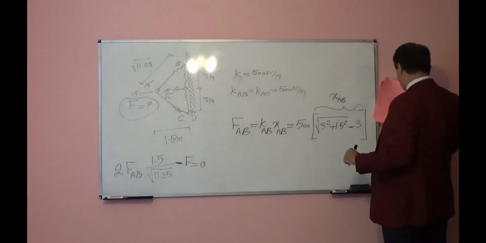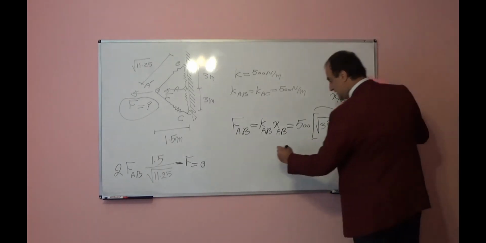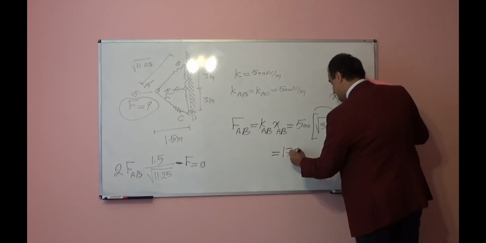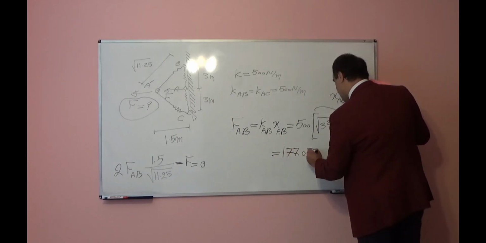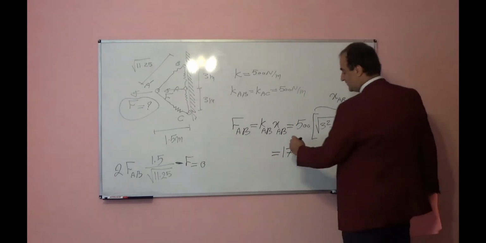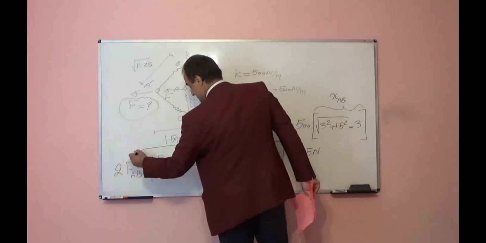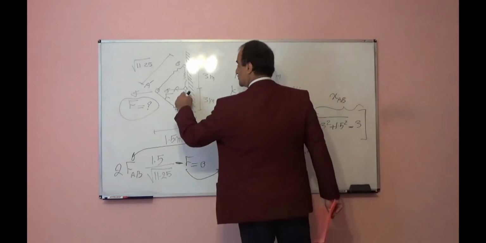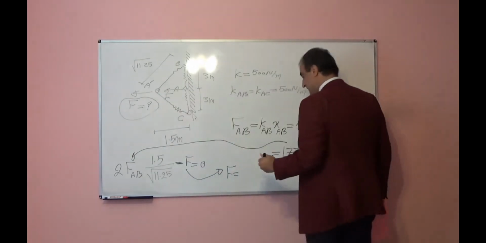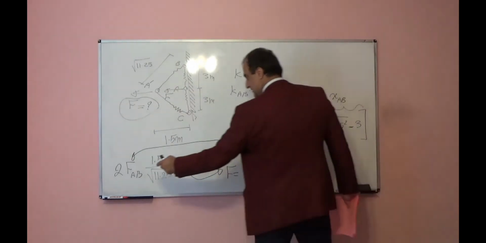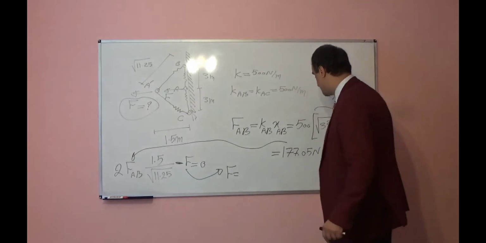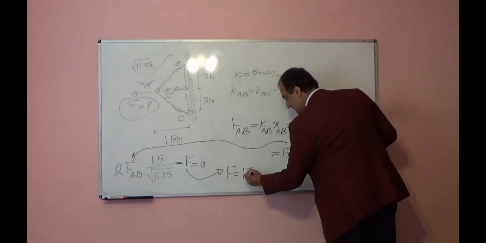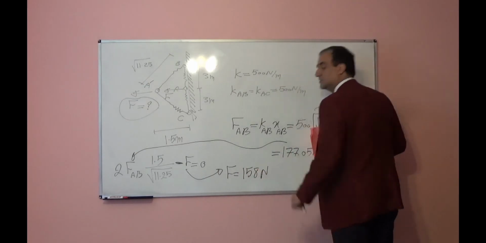XAB times KAB will be force AB. So force AB from here will be 177.05 Newton. If I plug this force here, I will find the force I need to apply in order to move point A to point A prime. If you put here 177.05 Newton, you will find that force is 158 Newton.